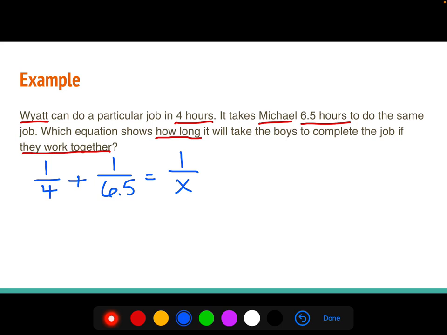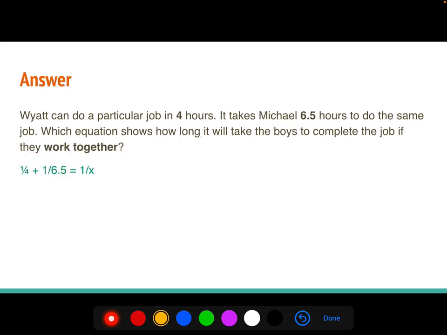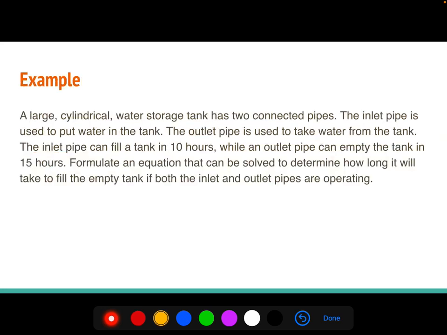You just take 1 over each of their pieces equals 1 over x. So Wyatt does it in 4, Michael does it in 6.5. How long together? The together would be the x when we solve those. We're not doing that today, but that's how you would get there. So our equation is 1/4 plus 1 over 6.5 equals 1 over x.